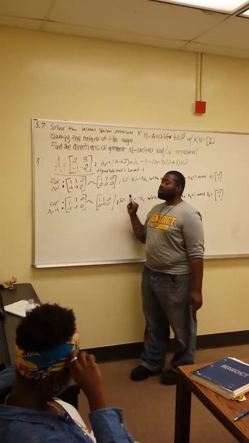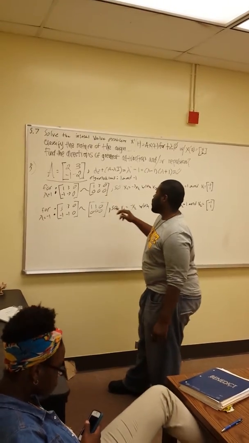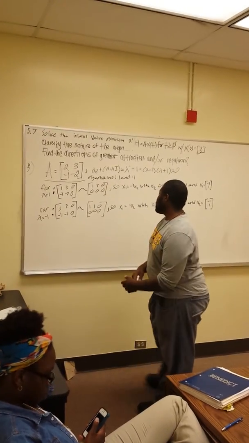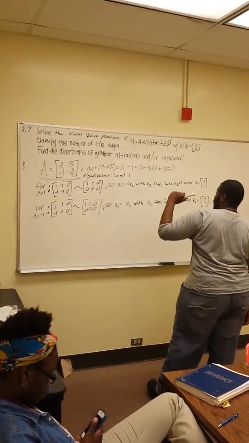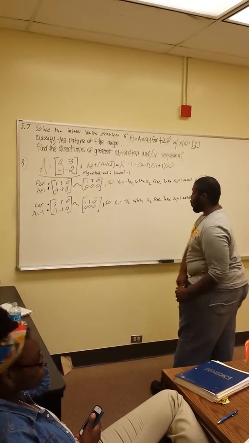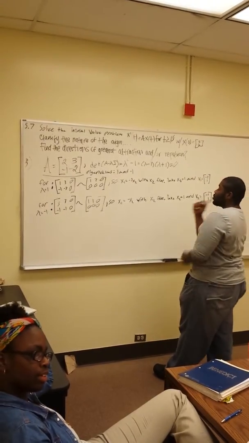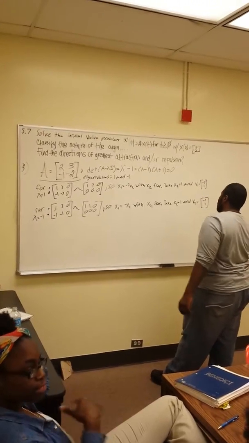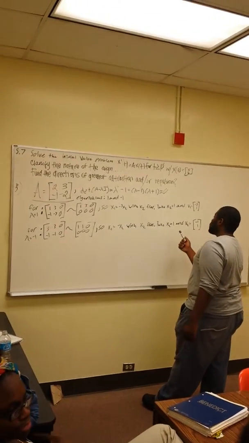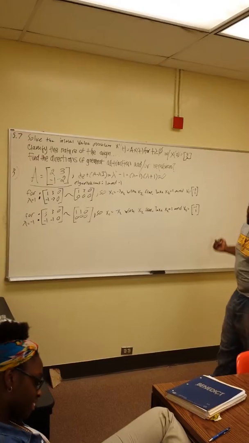For lambda equals -1, we have [3, -1, 3, -1, 0, 0]. Calculator, reduced echelon form: 1, 1, 0, and row 2 is going to be 0. So x1 is equal to negative x2, with x2 being the free variable. We take x2 equal to 1 and v2 equals (-1, 1).